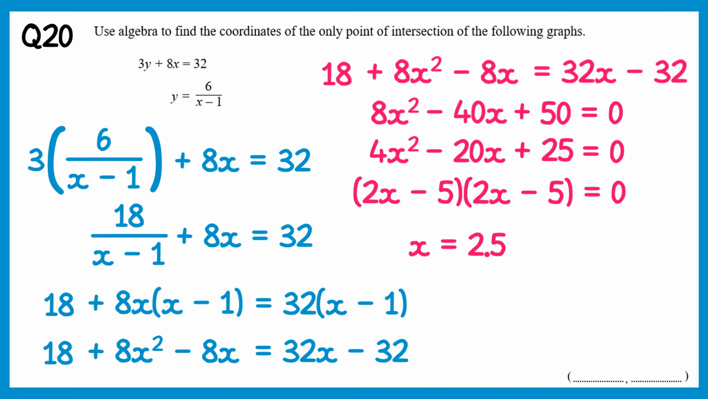So that's the only value for x. We also need the coordinates here, so we need to work out y. So let's go back to that original equation, y equals 6 over x minus 1, and just substitute in this value of 2.5. So we've got y equals 6 over 2.5 minus 1, 2.5 minus 1 is 1.5, and 6 divided by 1.5 is 4. So we end up with the solution here, 2.5, 4.